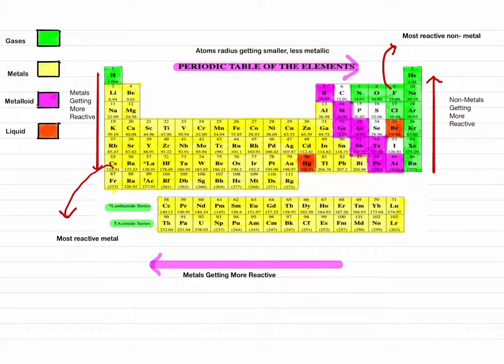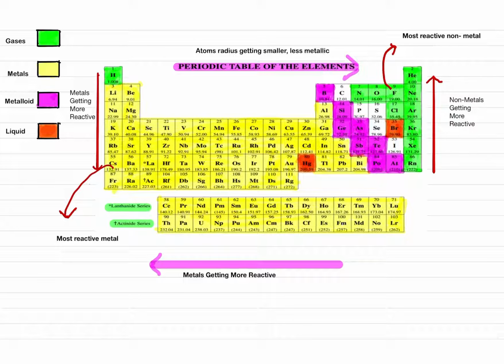But when we come to metals, metals get more reactive as we go down a group. So we'll see lithium is less reactive than sodium, or we can say sodium is more reactive than lithium, potassium is more reactive than sodium, and so on. Cesium is the most reactive. So as we come down a particular group, we'll see metals getting more reactive. Another thing you will see at the bottom: when we move from the right side of the periodic table to the left side, the metals get more reactive. For example, when we compare sodium and magnesium, sodium is more reactive than magnesium.